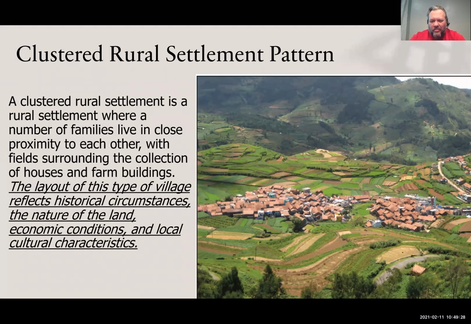All right. So this would be an example of a clustered settlement pattern. You can see everybody's kind of packed in together. So let's see, rural: a number of families live in close proximity with fields surrounding the collection of houses and farm buildings. It reflects historical circumstances, nature of the land, economic conditions, cultural characteristics. So you can see everybody lives in one area, and then all around them is the agriculture. All right. So that would be a clustered settlement, everybody packed in.